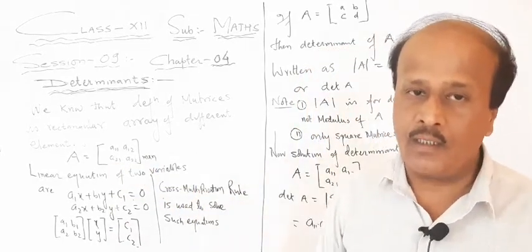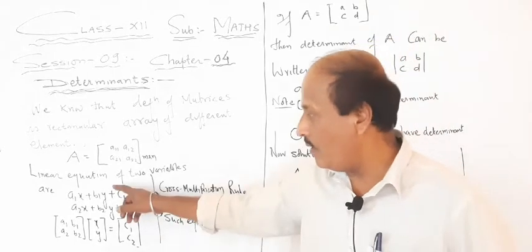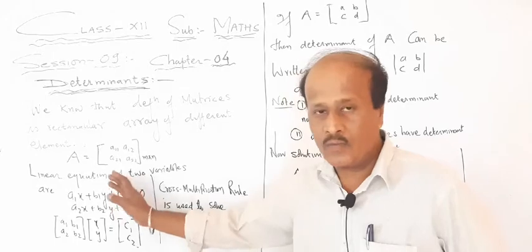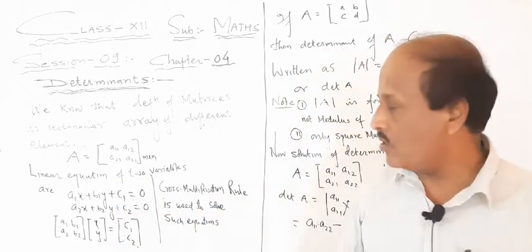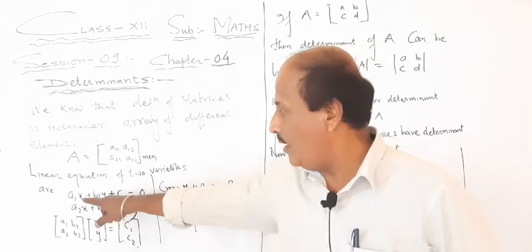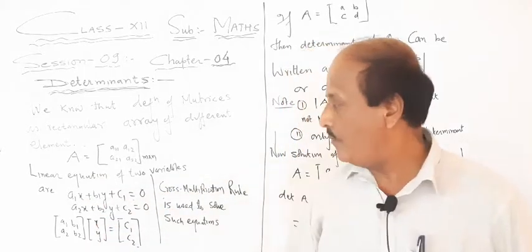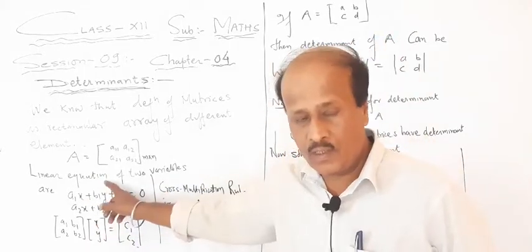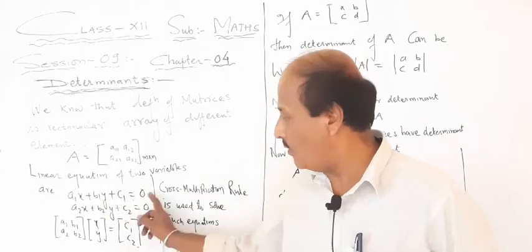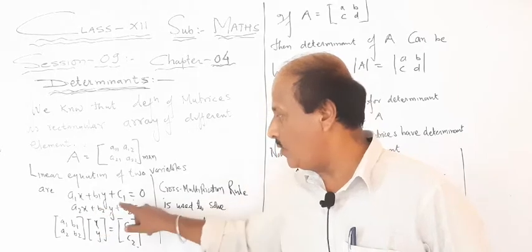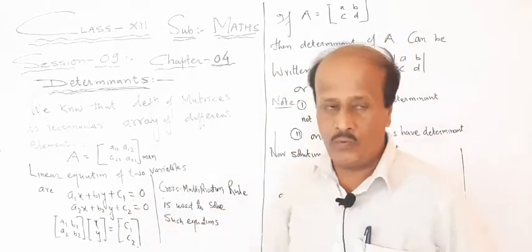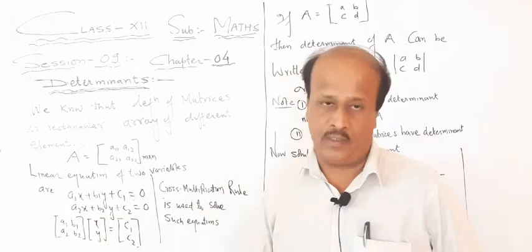In 10th standard, you were asked to solve linear equations with two variables. In 10th standard as well as in 9th standard, you were solving equations. Especially in 10th standard, there was a chapter, linear equations with two variables. Suppose two equations are given to us: a1x plus b1y plus c1 is equal to 0, and a2x plus b2y plus c2 is equal to 0. This is a linear equation with two variables. x and y are the two variables.